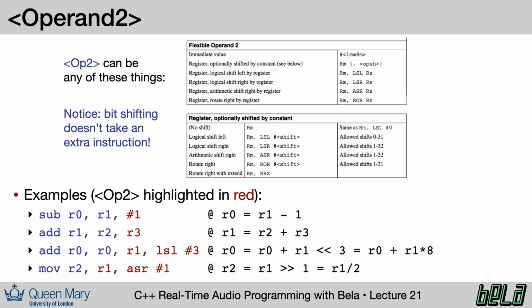And then at the bottom here we see 4 examples. The first of them corresponds to R0 is equal to R1 minus the immediate value 1. The second of them adds registers R2 and R3 together, storing the result into R1. The third example uses the barrel shifter. It takes R1, shifts it left by 3 bits, and then adds R0, storing the result into R0. Mathematically, this is equivalent to saying R0 is equal to R0 plus R1 times 8. Notice that the bit shift happens before the addition. The last instruction takes the value of R1, bit shifts it right by 1, and stores it into R2. In general, bit shifting left corresponds to multiplying by 2 to the n, and bit shifting right corresponds to dividing by 2 to the n.